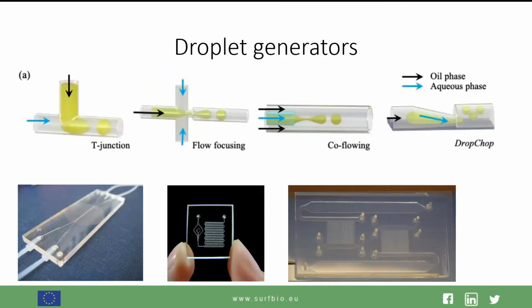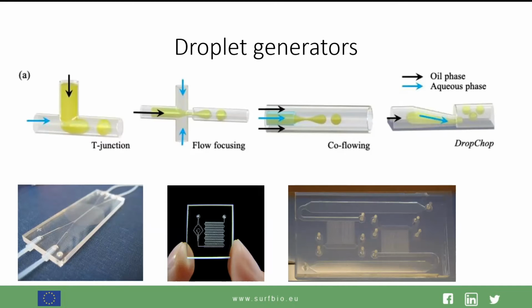Really, if we go to the more technological part, as I said, the chips are a very important part. Depending on your design, you can provide different kinds of functionality. For example, the typical T-junction can provide separate drops. If you have flow focusing, you can encapsulate something. If you have co-flowing, you can also have one drop inside another one.